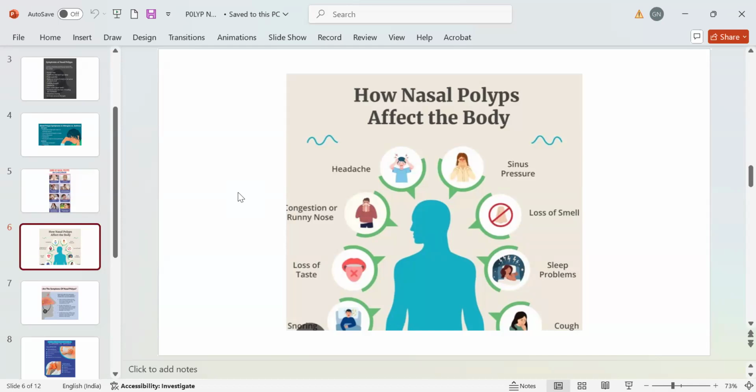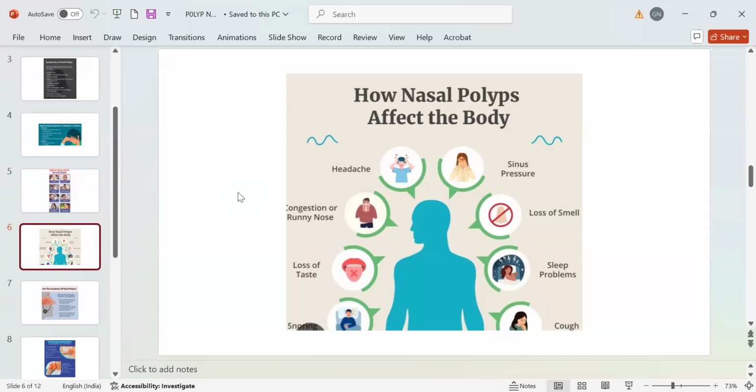Chronic sinusitis can also cause nasal polyposis. Chronic sinusitis refers to nasal and sinus inflammation. It can also cause swelling in the nasal mucosa, and that is nasal polyposis. Risk factors: allergic rhinitis is a risk factor. Chronic sinusitis, asthma, cystic fibrosis, NSAID drugs can also cause it.